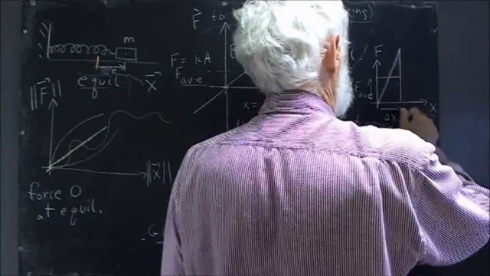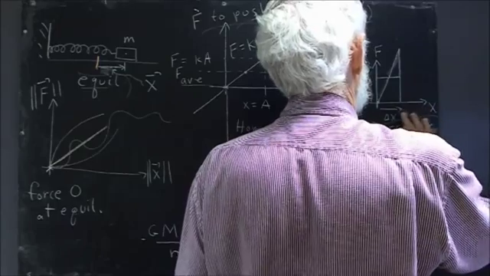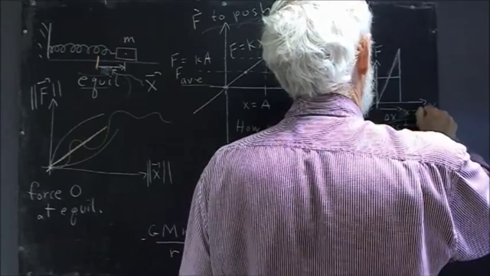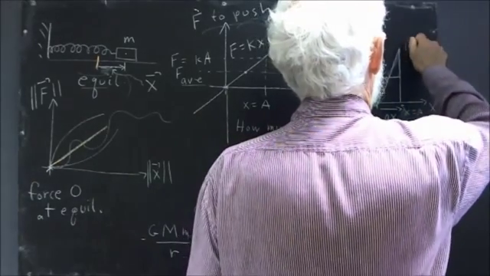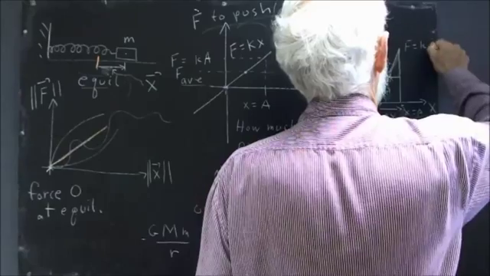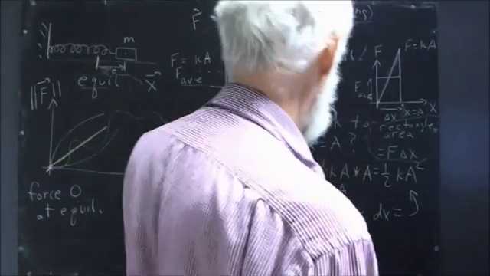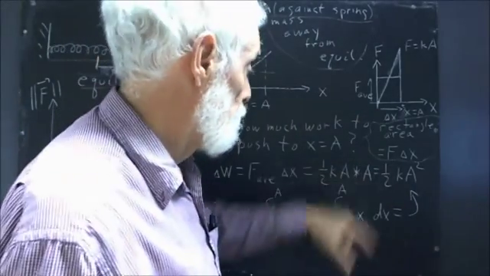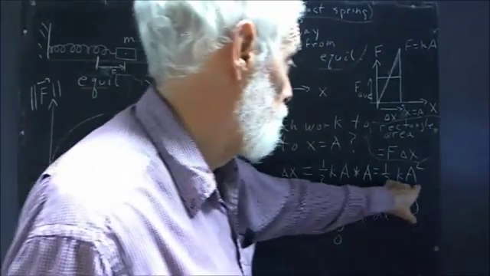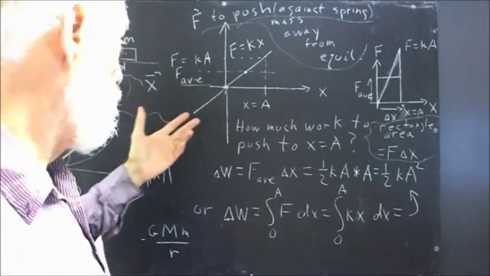Remember, if this is x equals a here, then we have F equals Ka here. So the average force is going to be 1/2 of Ka, and we multiply that by the displacement a, and we get 1/2 Ka squared. So the area under this curve is very clearly 1/2 Ka squared.